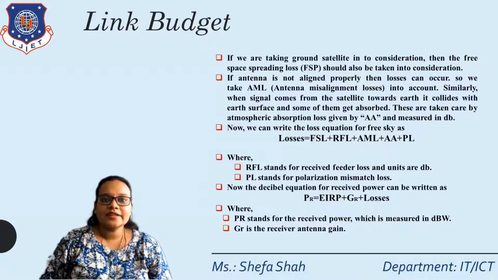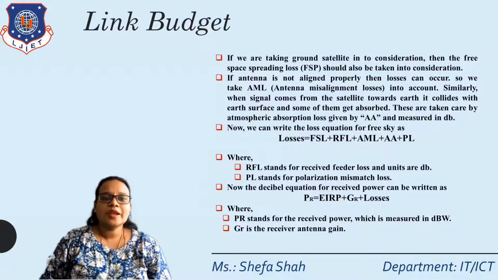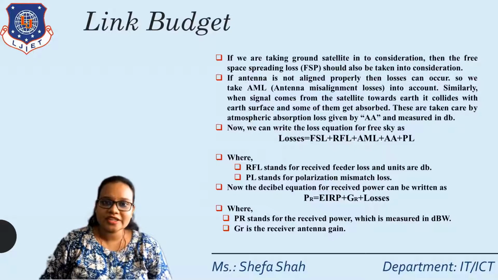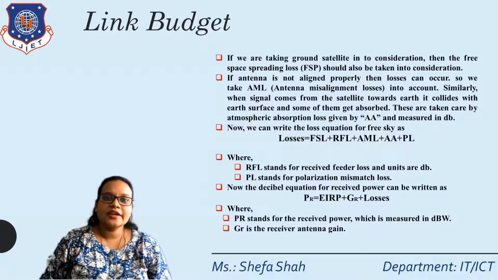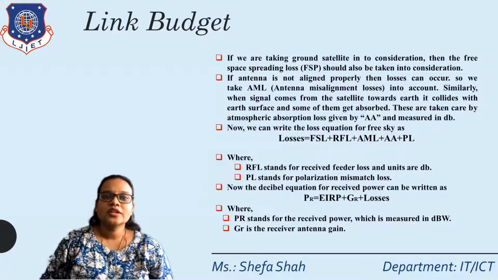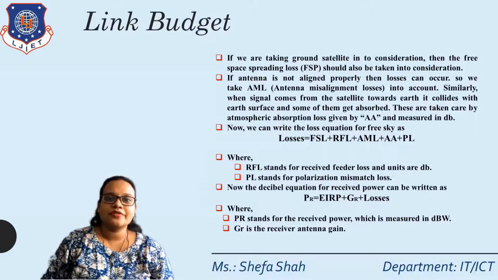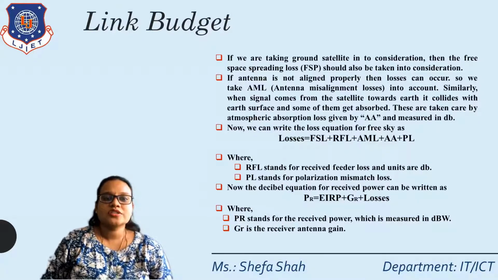So after adding these losses to the transmission equation, we will get PR, that is the received power, which is equal to EIRP, which is the product of transmitted power and the gain of the transmitting antenna, plus GR, that is the gain of the receiving antenna, plus losses, right? Here losses will be in terms of negative. So basically when we see the examples related to this link budget, we will find that all the losses will be negative. So the losses will finally be subtracted from the transmitted power, right? So this is how we can find the received power with the help of this equation.